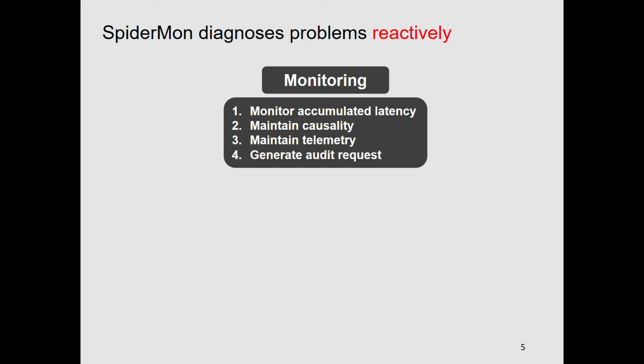While our system SpiderMon debugs the problems in a reactive manner. At the very beginning, all the switches only execute the monitoring task, which monitors the accumulated latency for every flow, and also maintains the causality information and the telemetry information in the switch data plane. Until one of the problems is found on one of the switches, that switch will generate the audit request and start the broadcast procedure, and also trigger the debugging tasks on itself and on other switches.